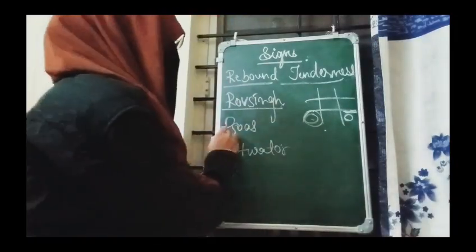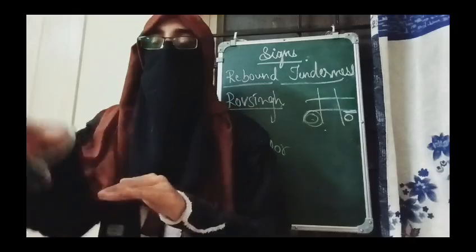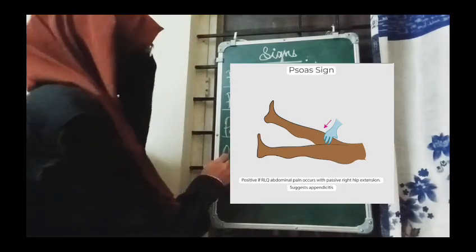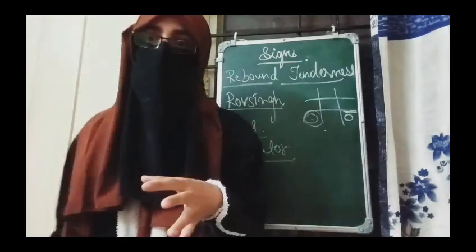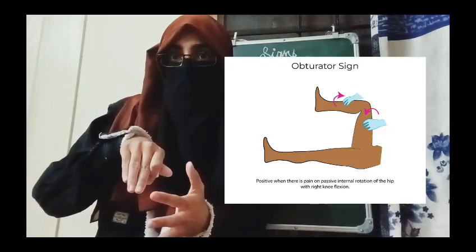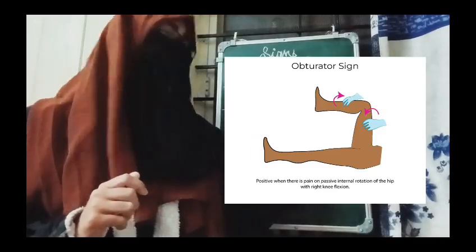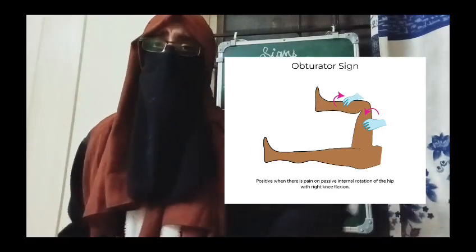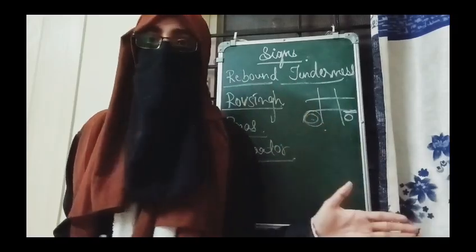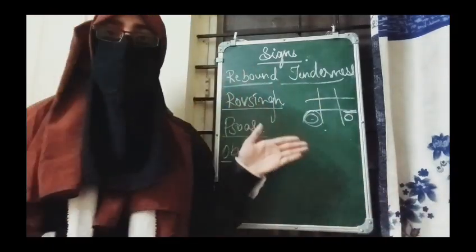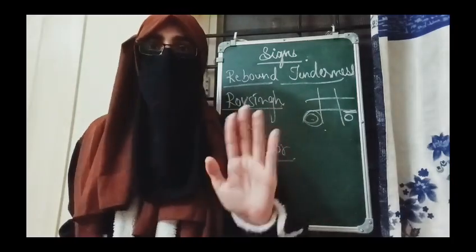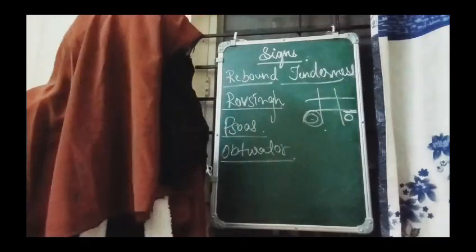Psoas sign is when the patient is asked to extend his leg, then he will tell that this area is hurting. Obturator sign is when the patient is asked to flex his hip and internal rotation of the leg is done, then he'll say this area is hurting. Basically, by different methods we just see whether this area is hurting or not. If he is complaining of pain when we do this, that means it is a positive sign. These are the signs. Let's move on to the next.